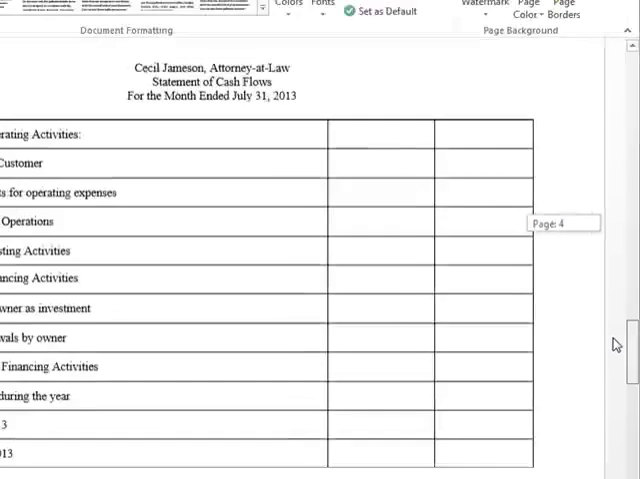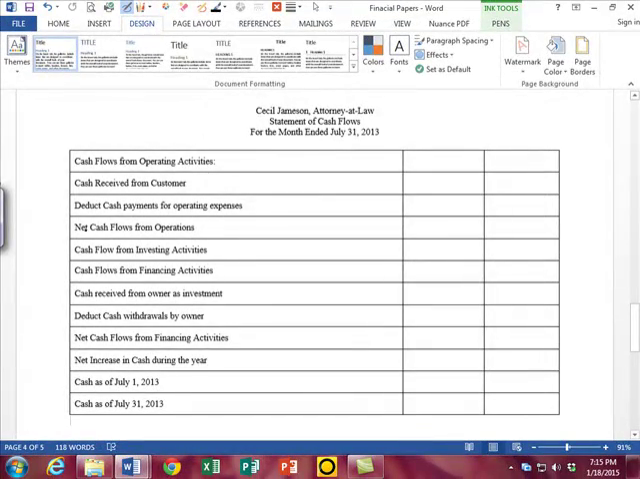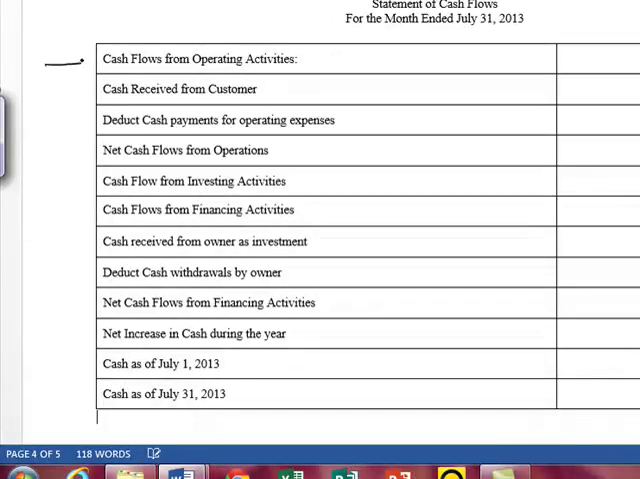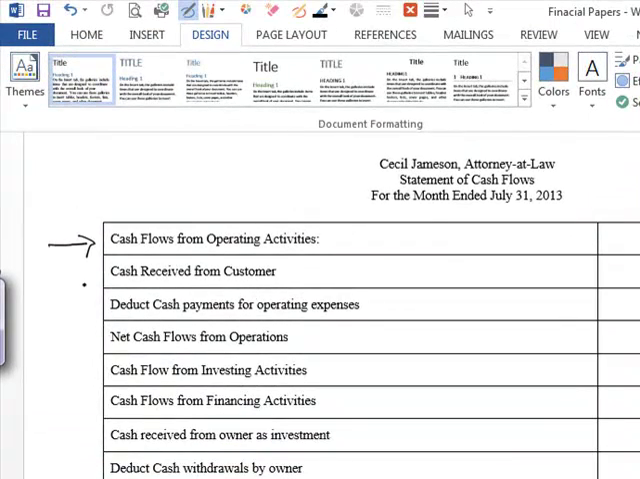All right, let's put this together. There are three main sections of a statement of cash flow. That is your statement of cash flow from operating activities, from investing activities, and from financing activities. This relates to operations, money coming in, money going out. This relates to investing activities. Did you buy or sell large assets?